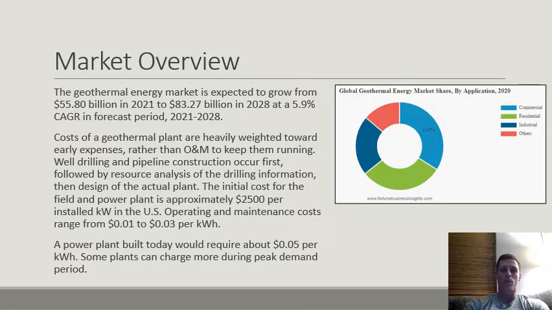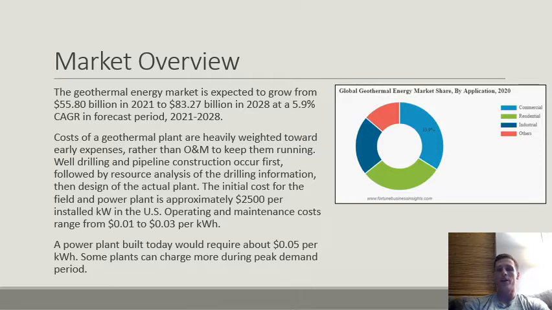For a new geothermal power plant in field, operating and maintenance costs typically range from 1 to 3 cents per kilowatt hour. From a power plant today, you would see about 5 cents per kilowatt hour charged to you as a consumer, and some plants can charge more during peak demand times.